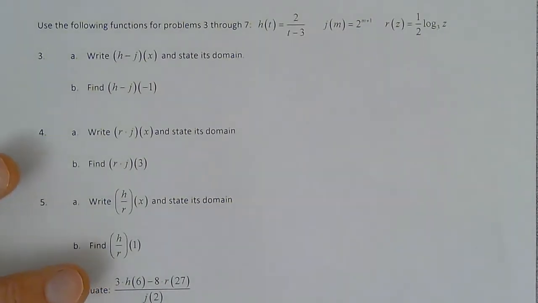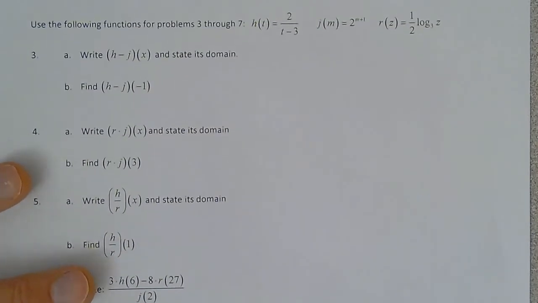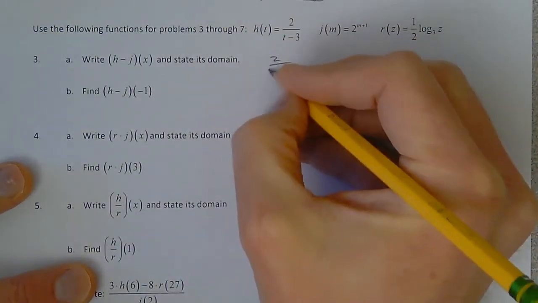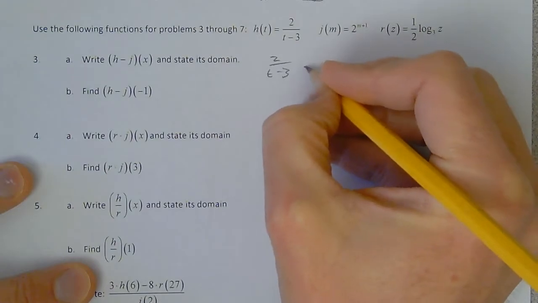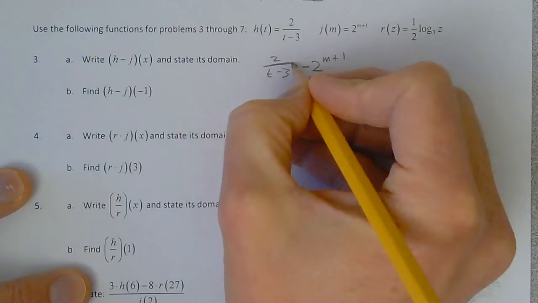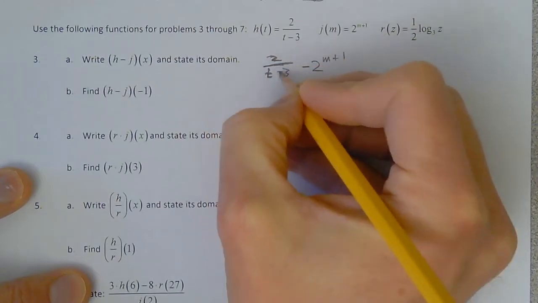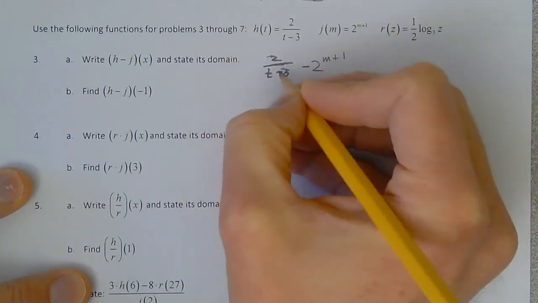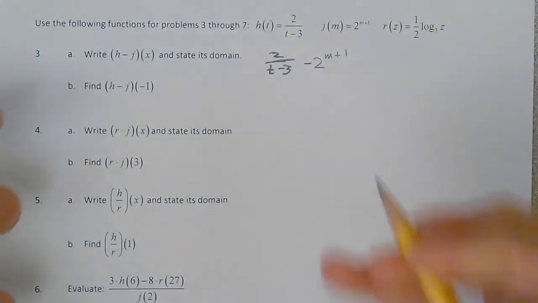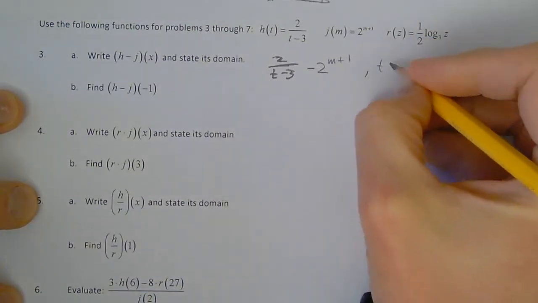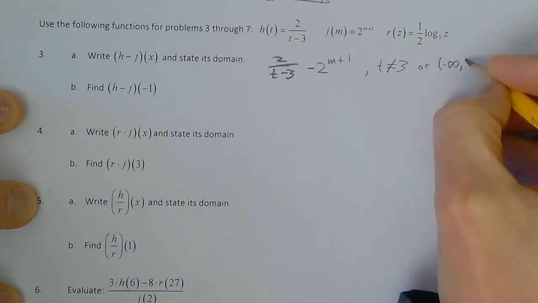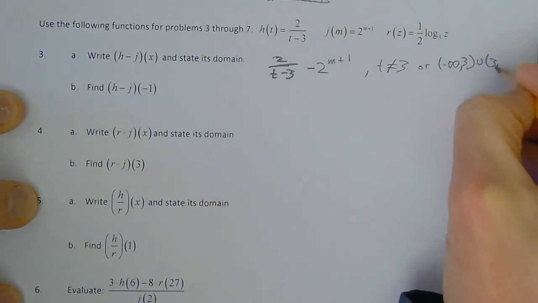Okay, so we're going to use these functions to do some combinations. We want h minus j of x. Well, h is 2 over t minus 3. Minus j would be minus 2 to the m plus 1. Its domain, if we looked at these, we've got a division by 0 issue on this part. There's nothing in the exponential. The domain of an exponential is all real numbers. But for this one, the domain would be that t cannot equal 3, or if we were using interval notation, we'd say it's from -infinity to 3, union 3 to infinity.